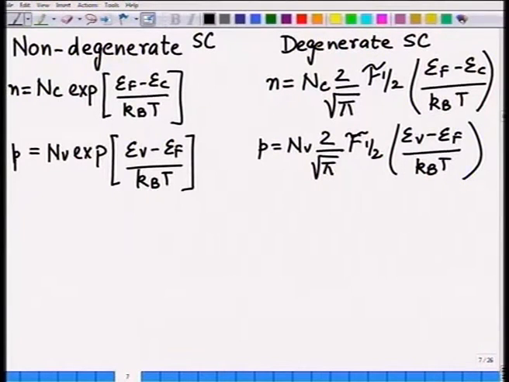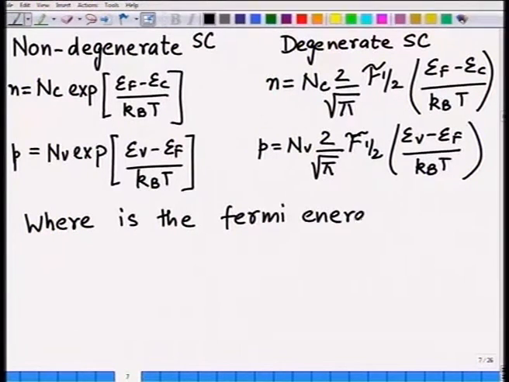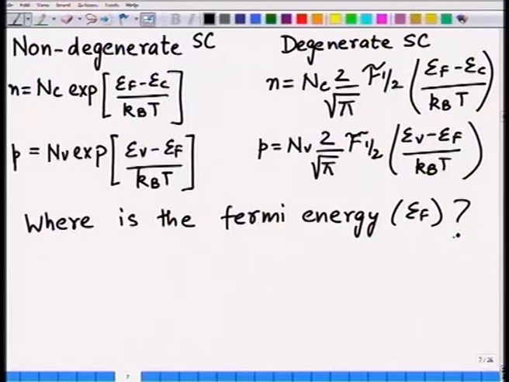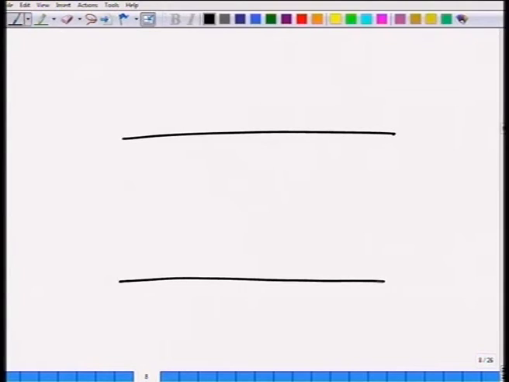For most of our cases, we will assume that our semiconductor is non-degenerate, and we will be using these formulas. All right. Now, the next question is, where is the Fermi energy? Where is this quantity? Unless I know the Fermi energy, remember, okay, so let us just do one more thing here.